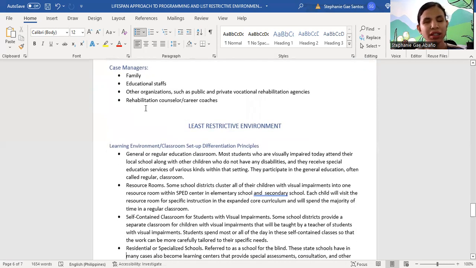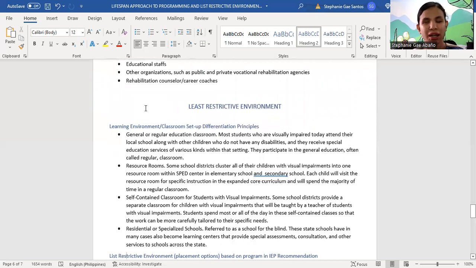Another one is the residential or specialized school, also referred to as the school for the blind. These state schools have in many cases also become learning centers that provide special assessments, instruction, consultations, and other services to schools across the state or cities. Okay, these are the learning environments of our learners with visual impairment.